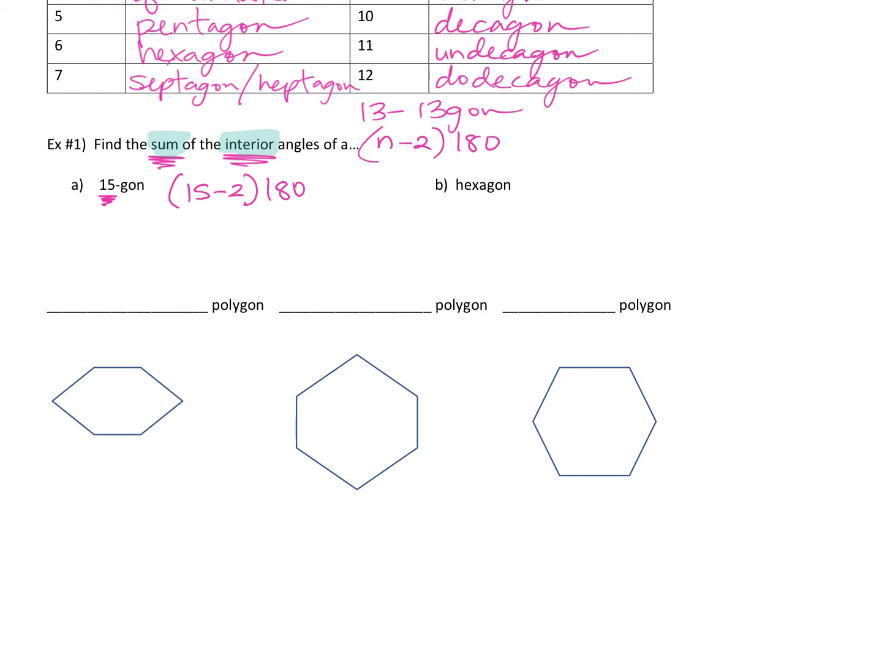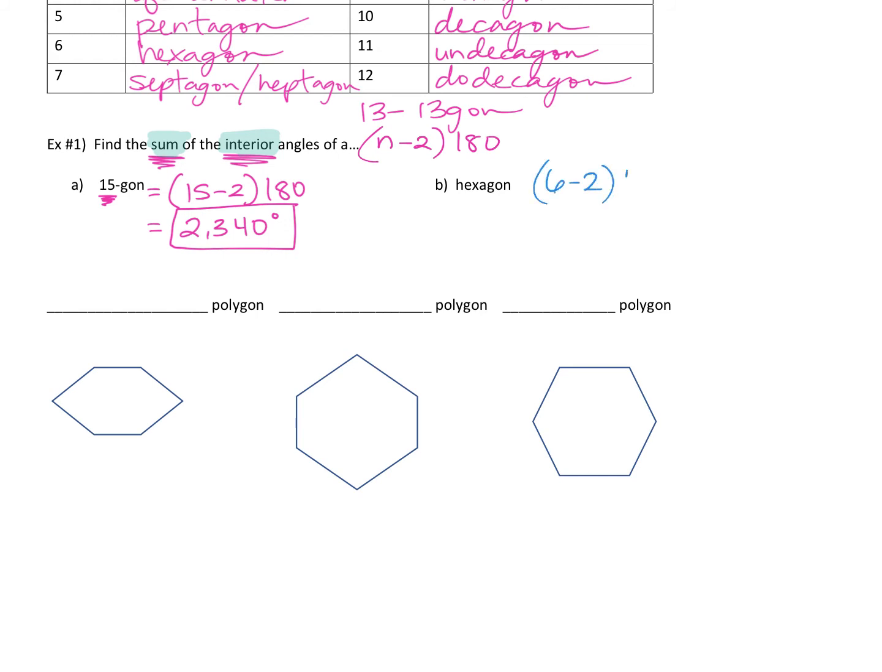Sorry. It's all good. That becomes, and your calculator is going to be your best friend on these, by the way. You want to do a lot of calculating on these. So 13 times 180 is 2,340 degrees. Okay? So what would you do for a hexagon?